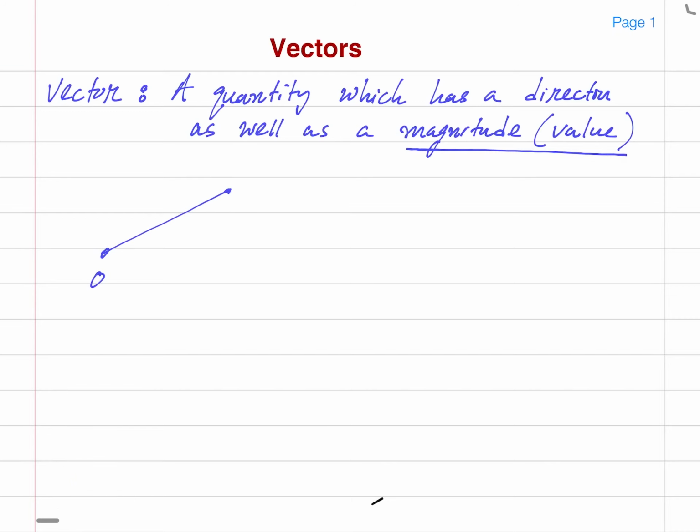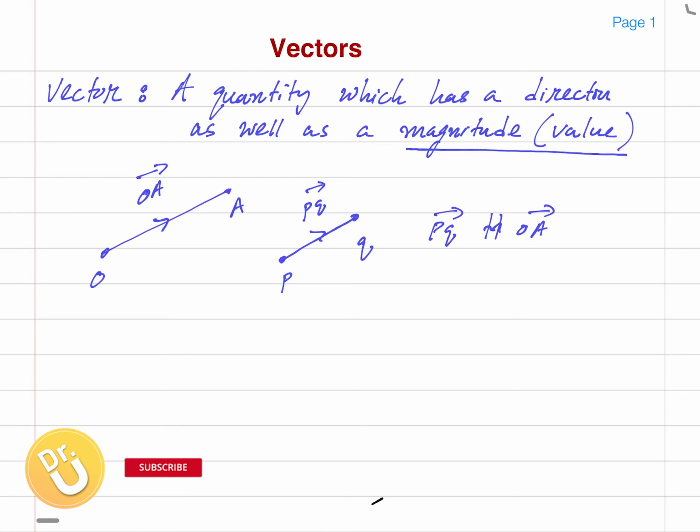Suppose the beginning point is O and the end point is A. The vector is denoted by this arrow, and we typically write this OA. Now you can have another vector which is like this. You can call it PQ, and PQ vector is parallel with OA vector, and direction wise they are the same. That's what I'm saying, parallel, but magnitude wise.